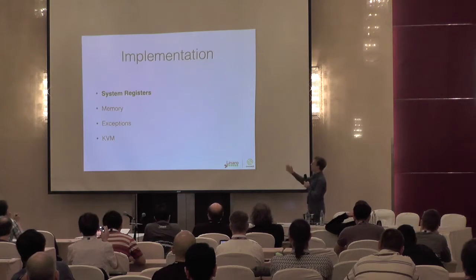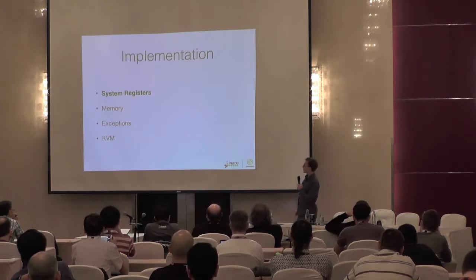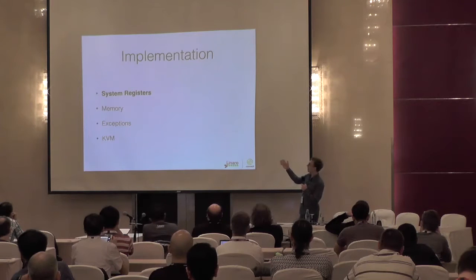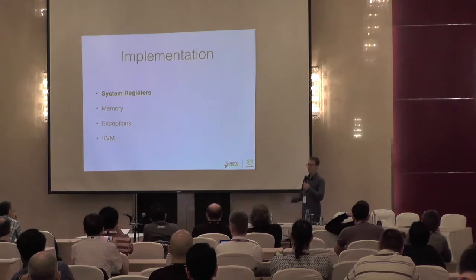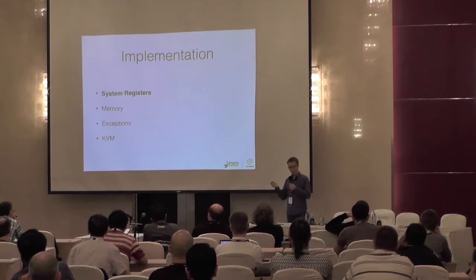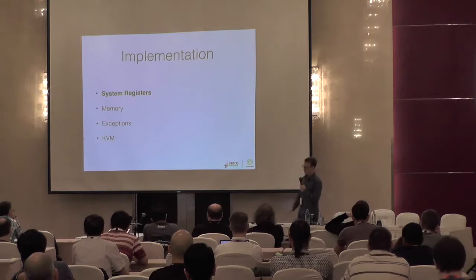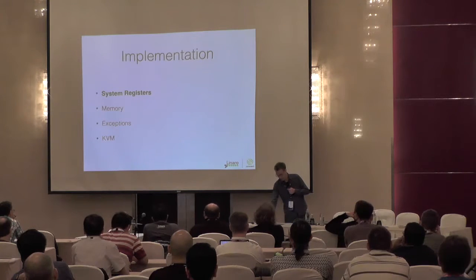The meat of this talk is going to be about the implementation and how we actually go about doing this. There are 4 key areas that you have to think about when you want to run Linux in EL2. System registers, you have to deal with those. Memory, a big issue. Exceptions. And finally, you have to do a little bit of touching of KVM.